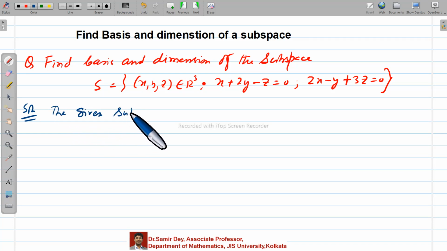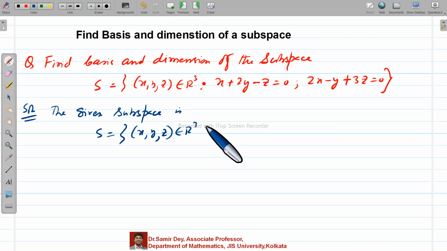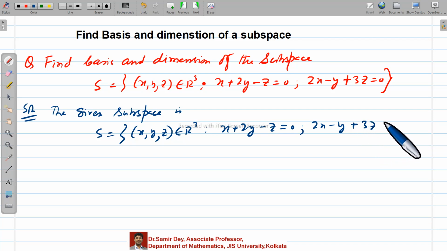The given subspace is, you write down S is equals to {(x, y, z) belongs to R cube : x plus 2y minus z equal to 0 and 2x minus y plus 3z equal to 0}. Okay, so first you need to write down these two equations, that is x plus 2y minus z.